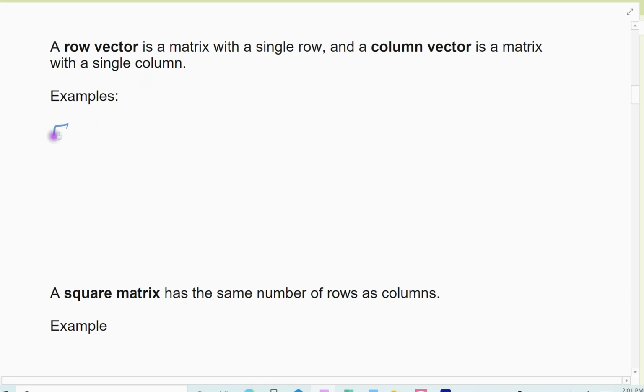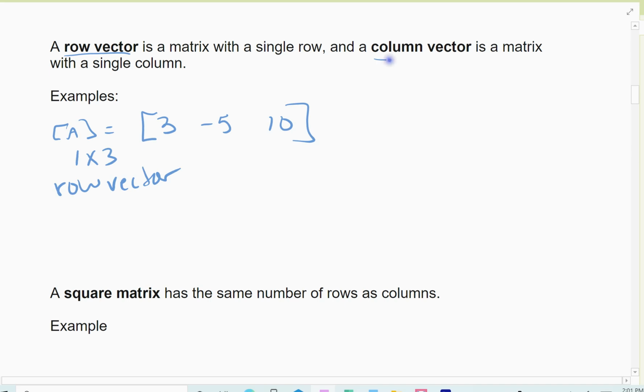All right, so suppose my matrix A is the row vector case. So that means I've got a single row with some numbers in it. So 3, negative 5, 10. All right, so this would be a 1 by 3. That's a row vector. There's a single row and then 3 numbers in it, which would be my 3 columns. A column vector would be the exact opposite of that.